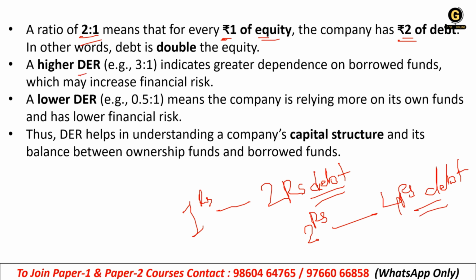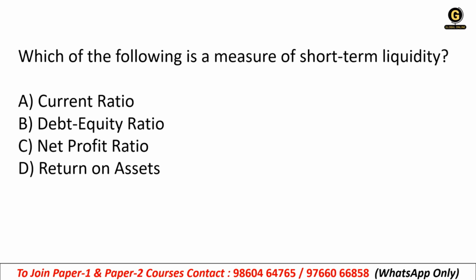Getting it? The higher the debt equity ratio, for example 3:1, it indicates greater dependence on borrowed funds. That means the company is borrowing more funds and equity is less than that. That will push the company into risk. If the debt equity ratio is lower, for example 0.5 to 1, that means the company is relying more on its own funds. That means the company is under low financial risk. Thus the debt equity ratio helps in understanding the company's capital structure and the balance between the ownership fund and borrowed fund. Clear? Now moving to the next question.